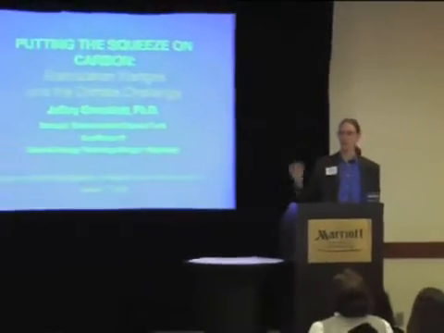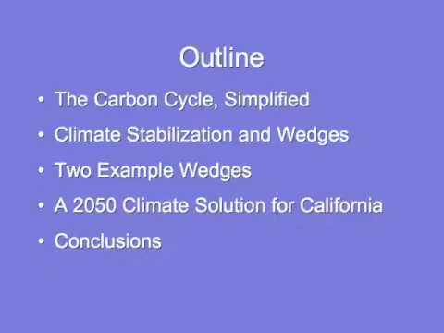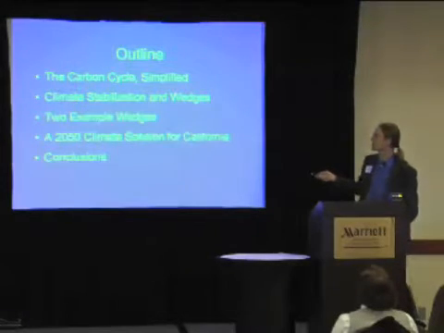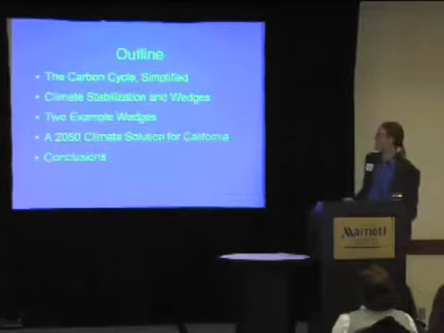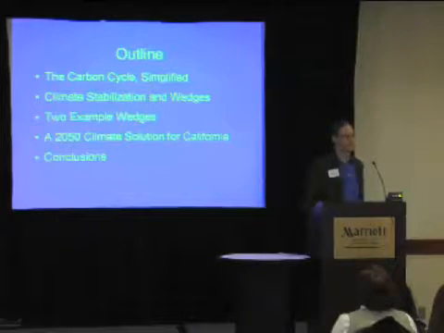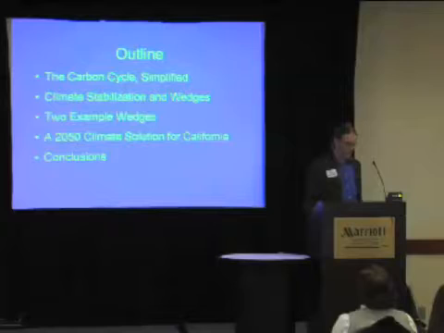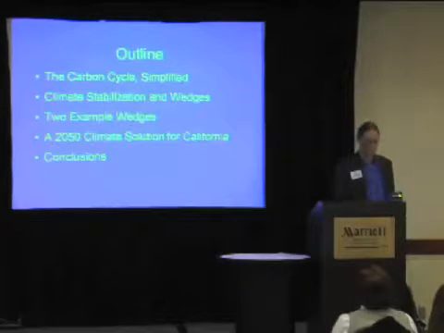I'm also going to back that up, since this is a big picture global vision of what's needed to stabilize climate, with a couple of practical examples as well. So this is the outline of my talk. I'm going to start by going over some of the basics of the carbon cycle and then explain the wedge concept. And then I'm going to end with a potential climate solution for California that I've been working very hard at recently, something that can be adapted well to the wedge framework, and I'll explain that if there's time.